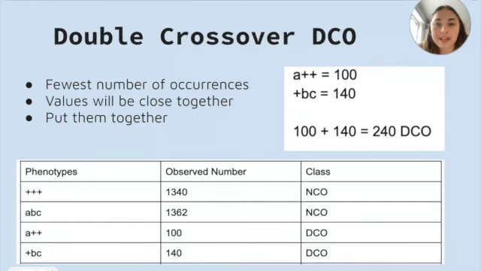The next group to be identified is the double crossover group. This group will have the fewest number of occurrences. The two phenotypes with the lowest observed numbers were A++ and +BC. These two observed numbers are close to each other.